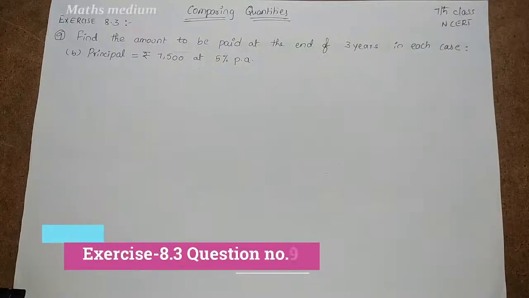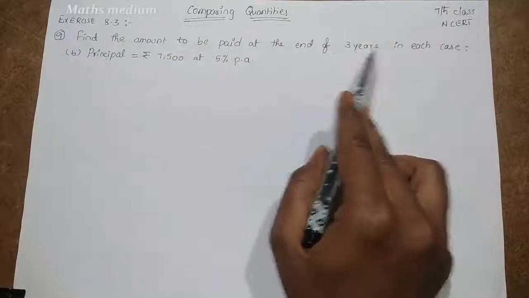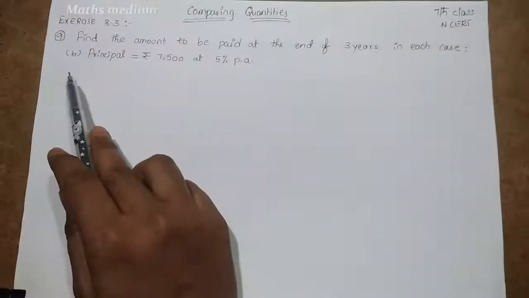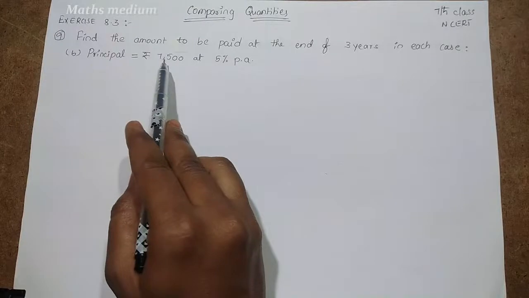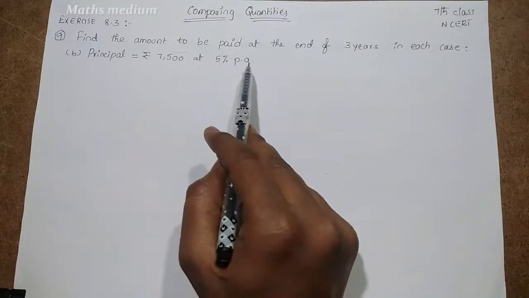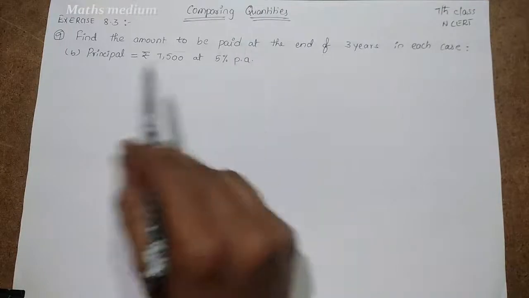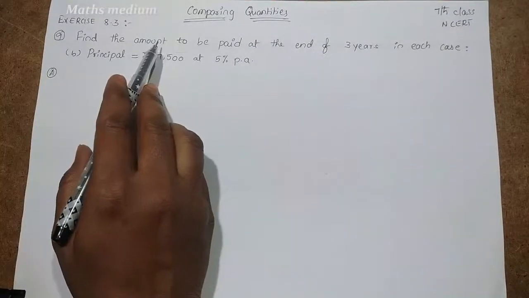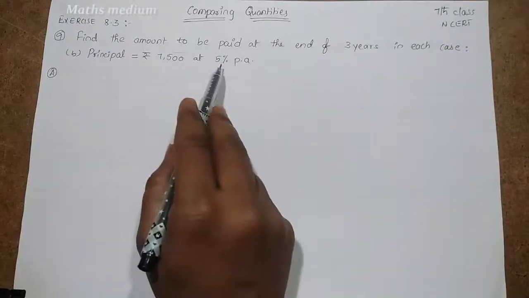Today I came with exercise 8.3 from Comparing Quantities, 7th class NCERT. Question number 9. Find the amount to be paid at the end of 3 years in each case. Here I took only one question, that is principal is equal to 7,500 rupees at 5% per annum. So it means 5% per year. Okay, let's start here. We have to find the amount for the 3 years. This is the principal and this is the rate of interest.